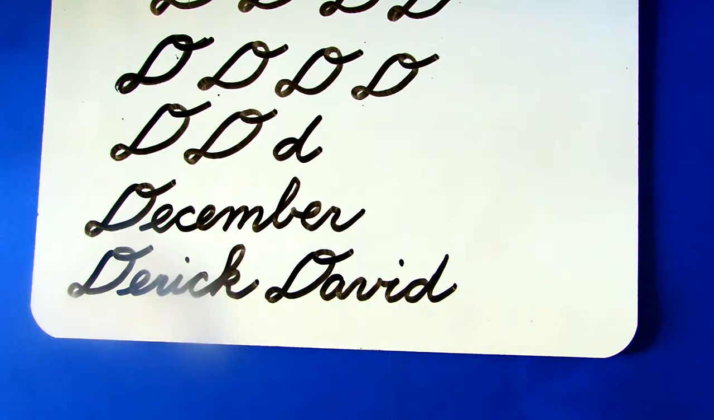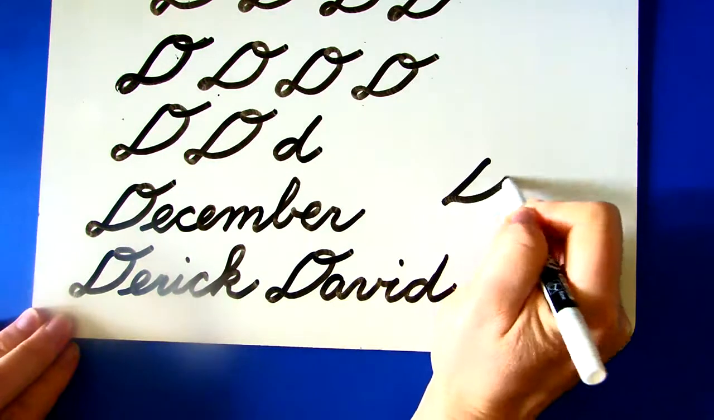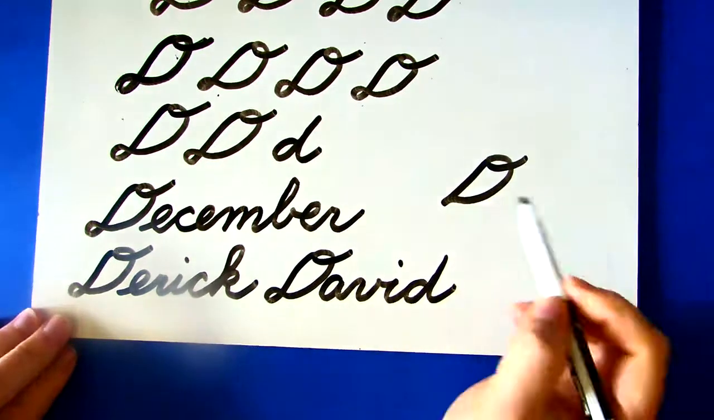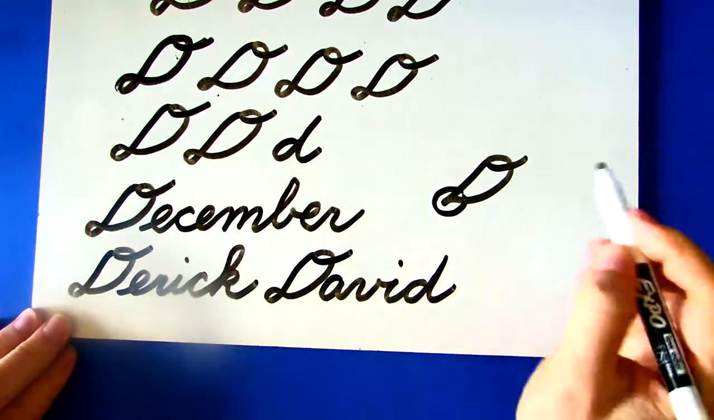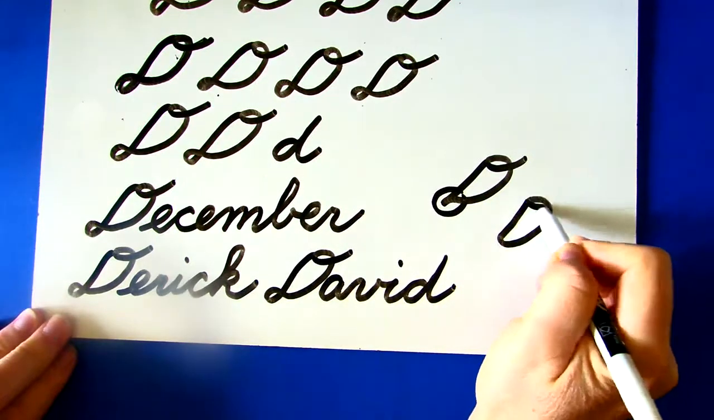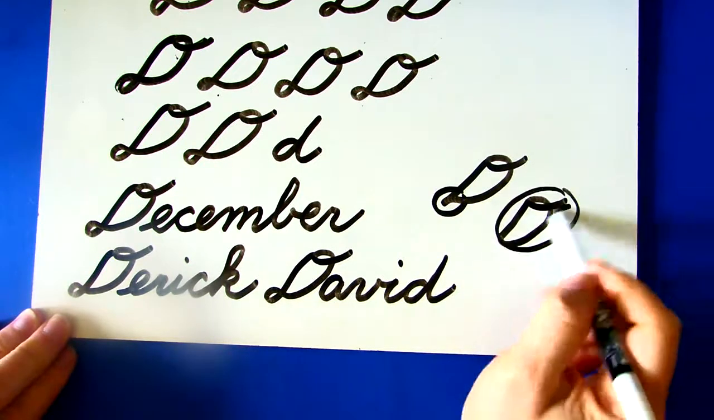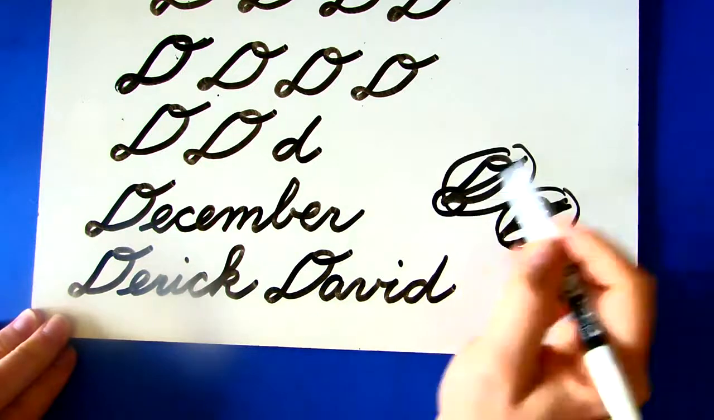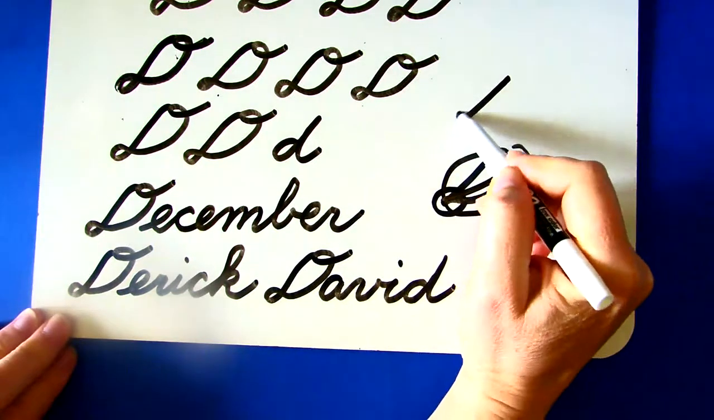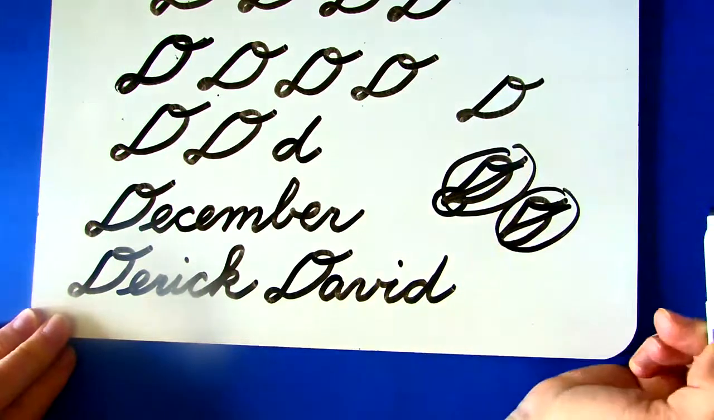Okay, so watch out for some common D mistakes. This is one. You'll notice it's missing the loop here. This is another one. It's also missing that part. So watch out for these mistakes. Down, curve, little loop, up and over, another loop, and a hook.